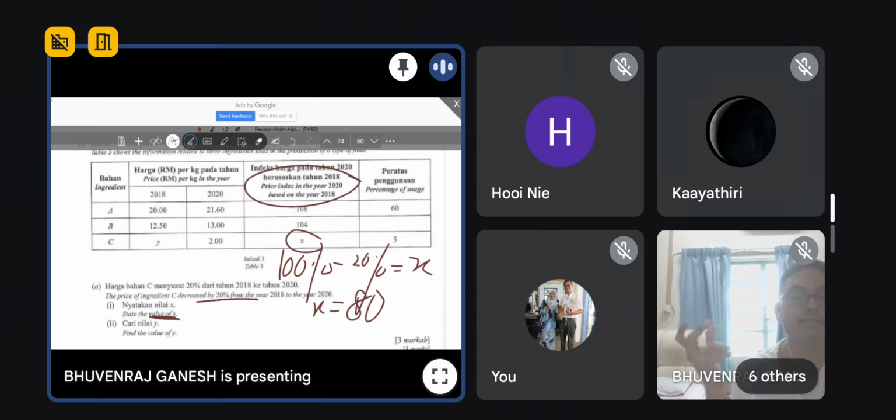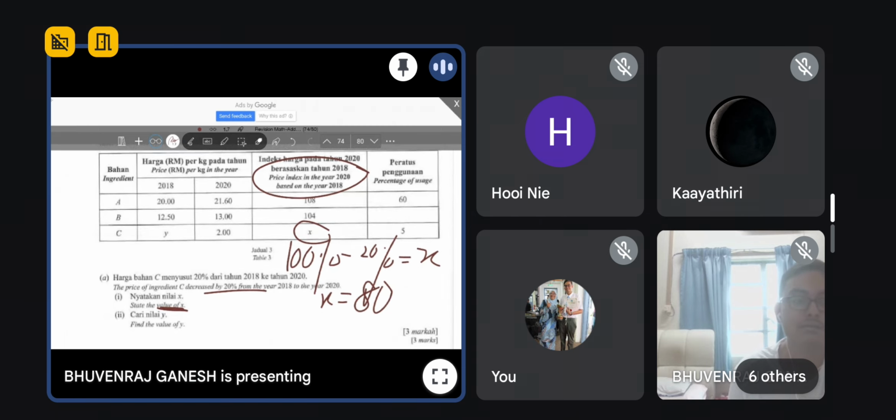X ni mewakili index harga, price index. So price index, it will show you the change from the original and then the final value is 80. Original kita dalam bab index harga is always 100. Remember that. Then you have a change, then kamu dapat jawapan akhir. Okay? So next one, cari nilai y.